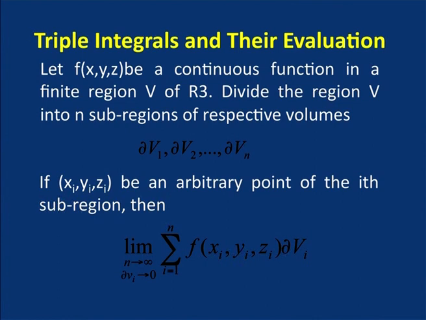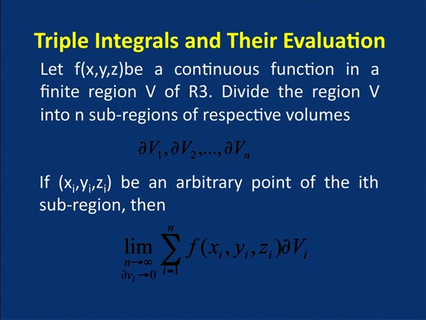Now I will explain the triple integral and its evaluation. Let f be a function of three variables x, y and z. Let f(x, y, z) be a continuous function in the finite region V of R3. Divide the region V into n sub-regions of respective volumes delta V1, delta V2 and so on up to delta Vn.